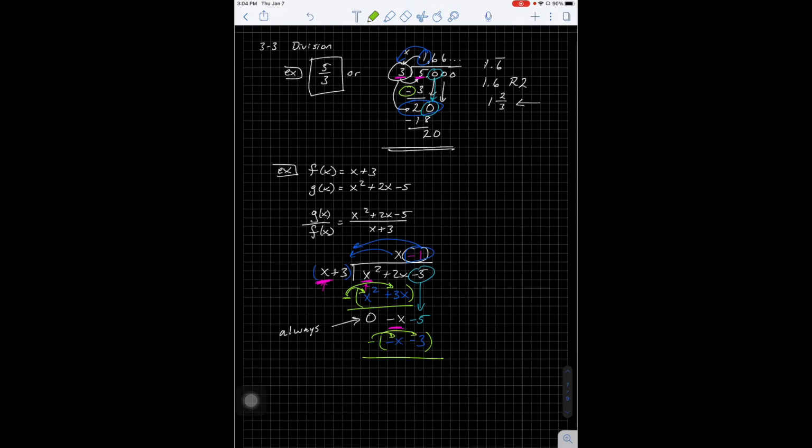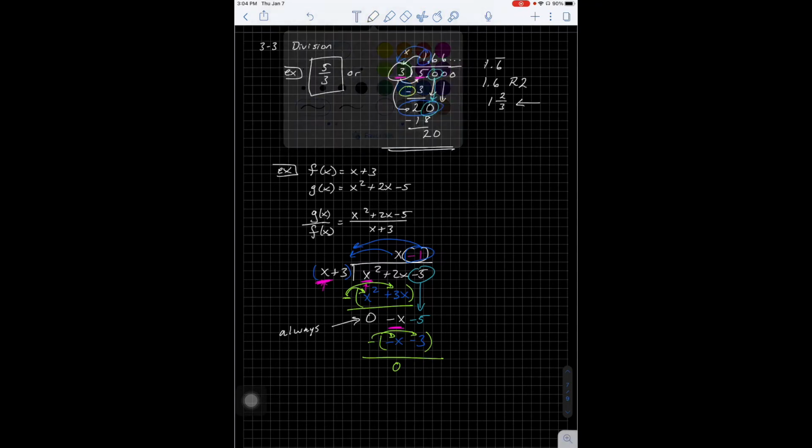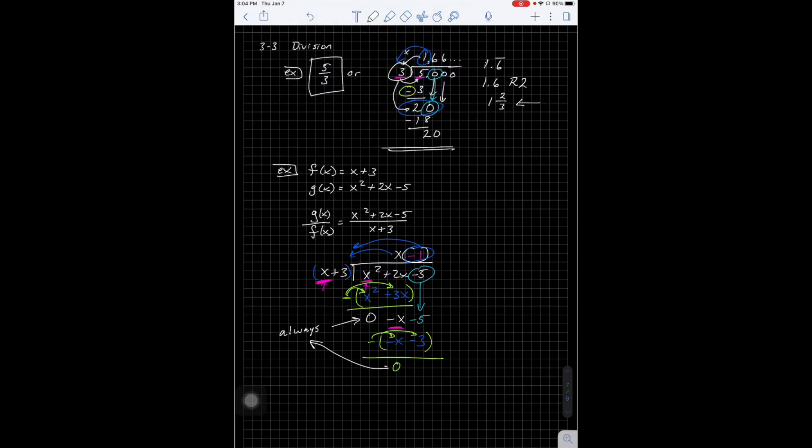So I get negative x plus x is 0. Again, that should always happen to get 0 there. And then I've got a negative 5 plus 3 is a negative 2. Now, when you run out of things to drop down in your division problem, then what you're left with here is your remainder.